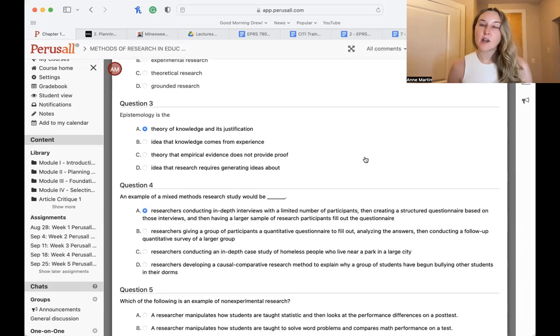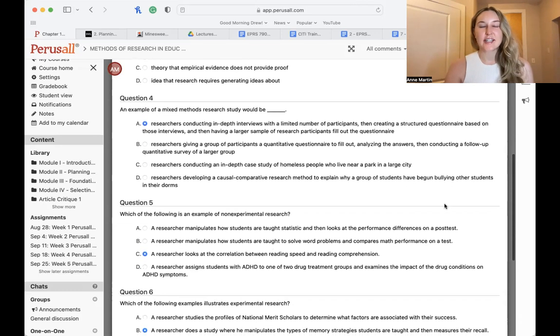Epistemology being the theory of knowledge and its justification. So when researchers are thinking about their research purpose and the different questions and designs that they ask, that is based on how they view their epistemology in terms of what knowledge is and how it can be justified.